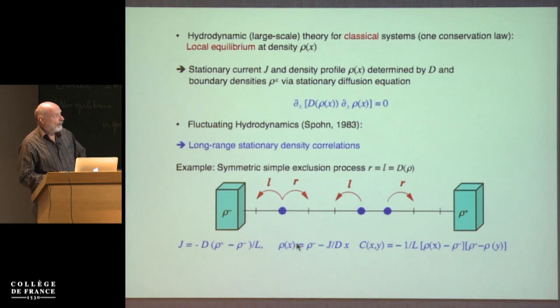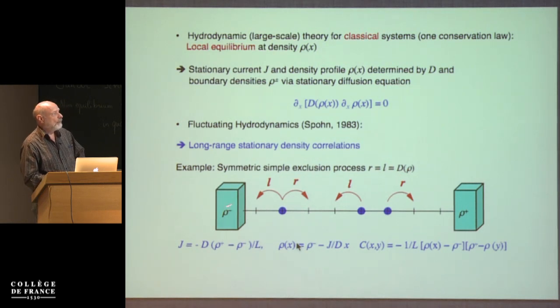Now here is an example that you have also just seen before, the symmetric simple exclusion process. So you have a lattice where particles jump to the right and to the left. In general, these rates can be different, but in the symmetric case, they are the same. And they are equal to the diffusion coefficient, which for this particular model does not depend on the density. It's just a constant, equal to these hopping rates.